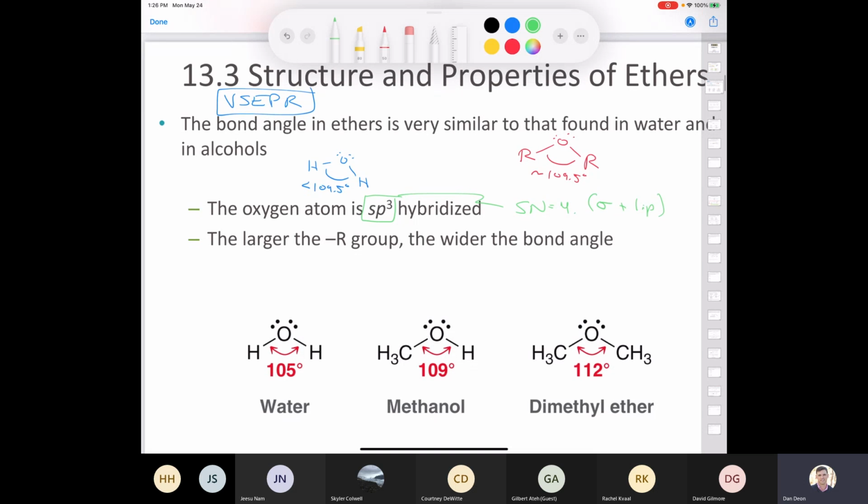But you can imagine that the bigger that R group becomes in my ether, the more it's going to push the 2 alkyl groups or aryl groups or whatever they are. It's going to push them further and further away. And the bond angle gets bigger and bigger and bigger. As long as you know it's close to 109.5, and as long as you know that as the R groups get bigger, the bond angle will get bigger, that's really what you need to know.